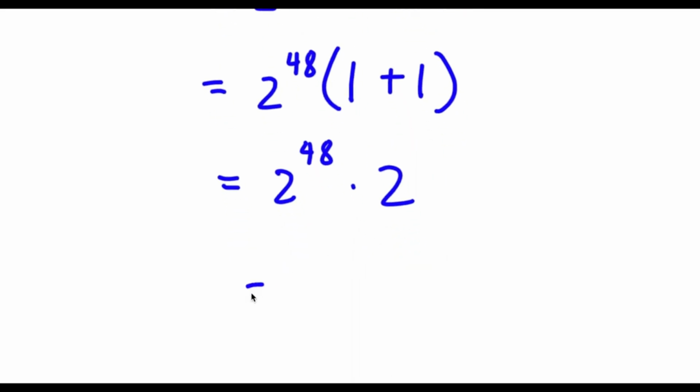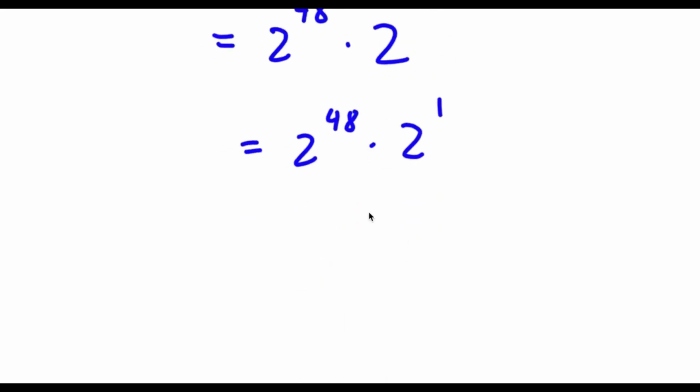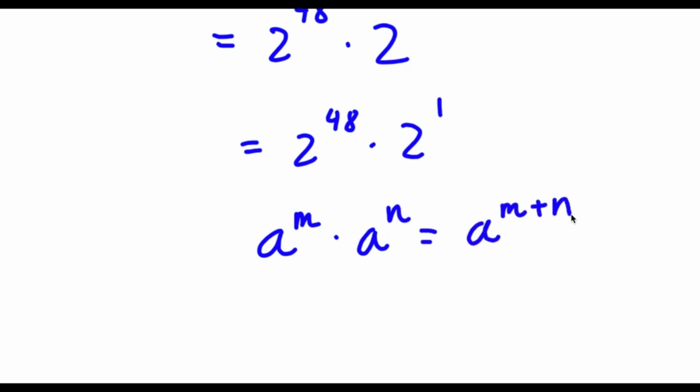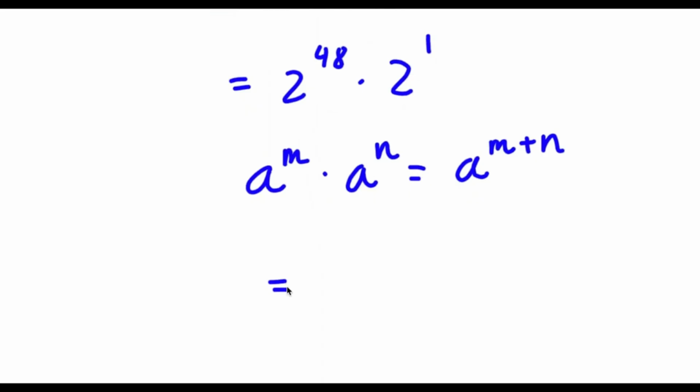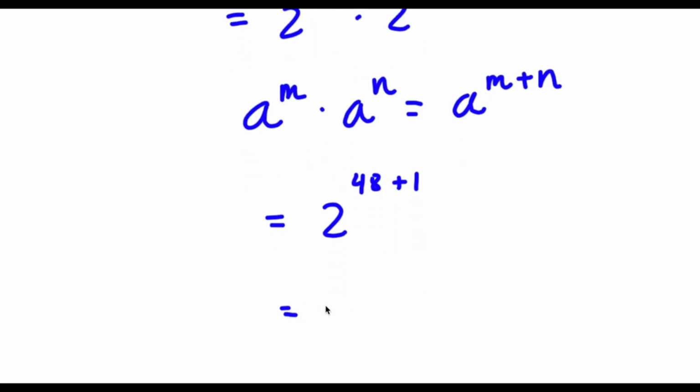Now 2 here is the same thing as 2 to the power of 1. And if I have something in the form a to the power of m times a to the power of n, this is equal to a to the power of m plus n. So 2 to the power of 48 times 2 to the power of 1 is equal to 2 to the power of 48 plus 1, which is 2 to the power of 49. So this is my answer.